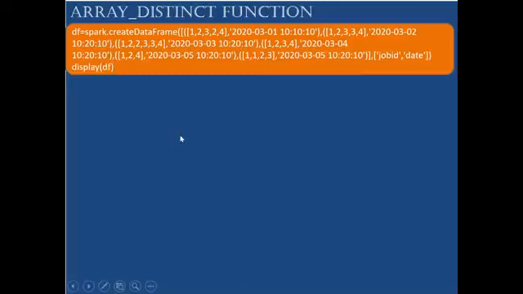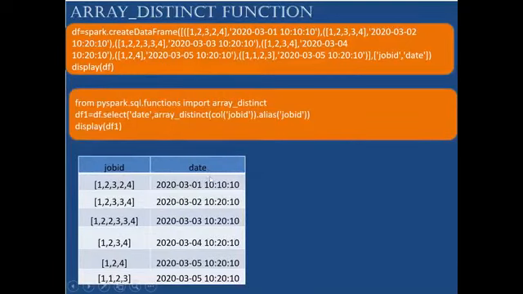Array_distinct function, for example on job ID and date. You can see array_distinct of job ID. So there are jobs which ran. Some of the jobs we ran multiple times, right? Like two times I ran. But still I just wanted to know whether this job ran or not.